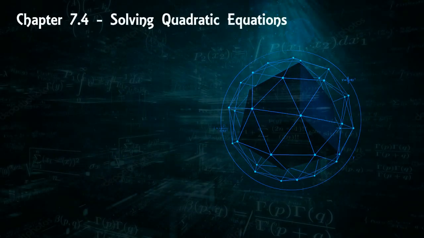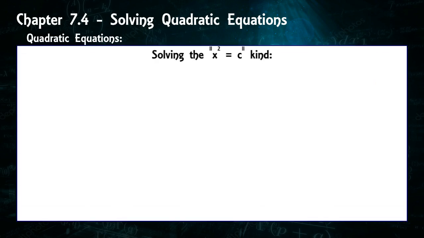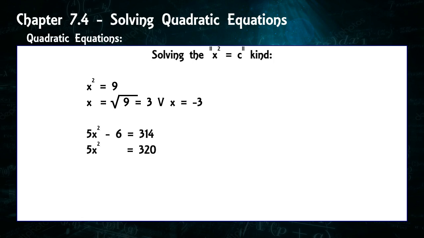The quadratic equations I showed you in paragraph 1 were of the x squared is c kind. X squared is 9 would mean that x could be 3 or x could be minus 3. And 5x squared minus 6 is 314 must be solved like this. These equations are solved using the balance method and are, in my opinion, pretty easy when you practice enough with them.